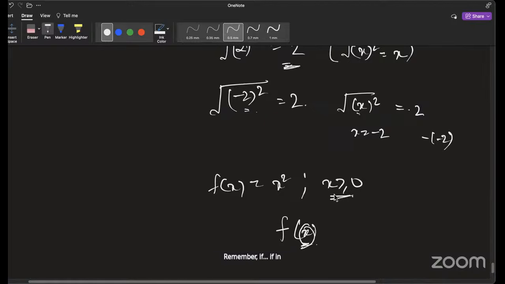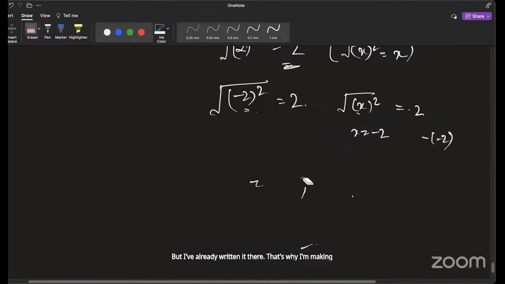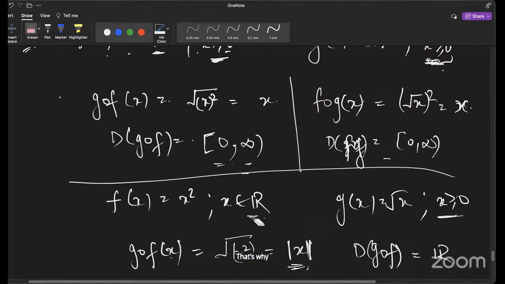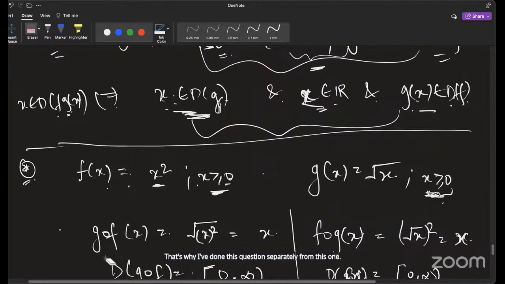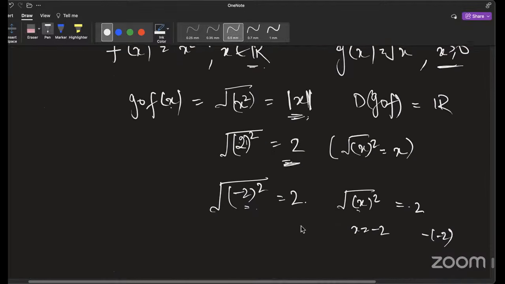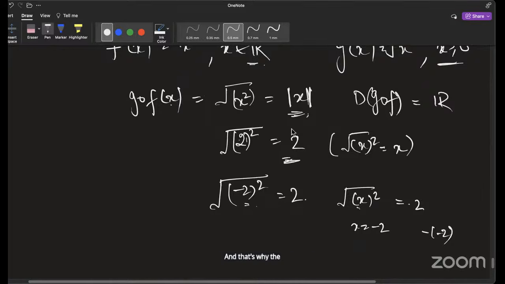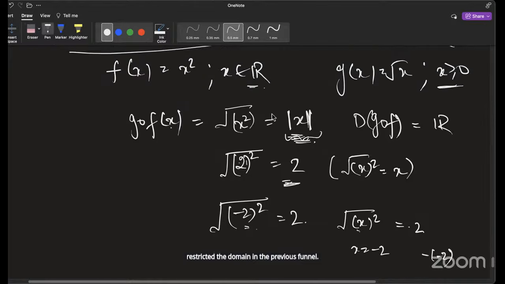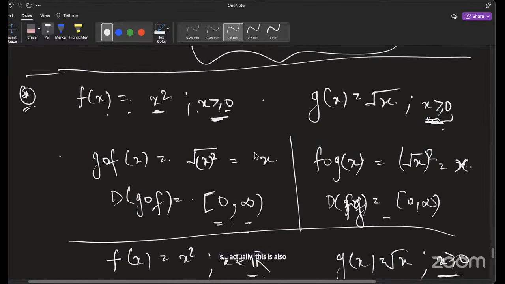If it's not in the question, then we can say that. But I've already written it there. That's why I'm making two cases, and that's why I've done this question separately from this one. That's why the domain changes here. In fact, the function itself changes here, because you restricted the domain in the previous one. Actually, this is also mod x only. But since you're only taking positive values of x, you can write it as x only. Is it fine?